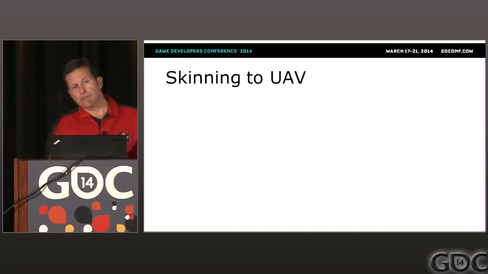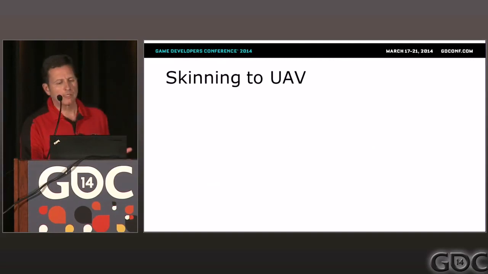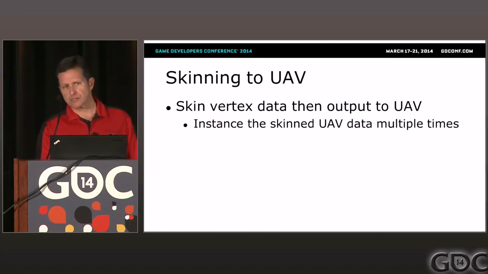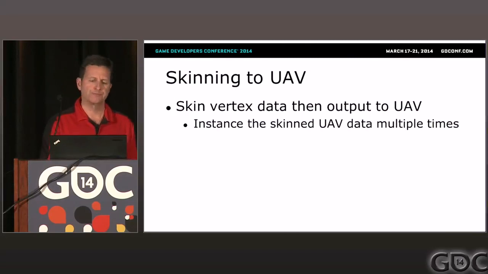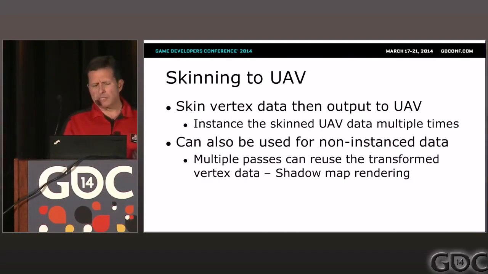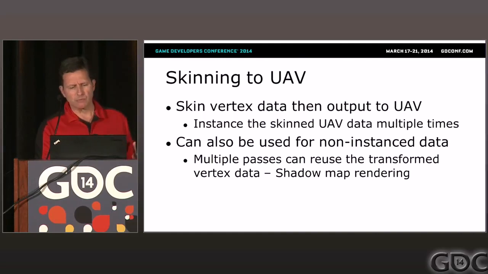So an example of using a UAV is skinning. So you could skin the vertex data once, skin the mesh once, save it into a UAV, and then use that UAV multiple times for either instancing or drawing your shadows or for doing reflections where you have a multipass algorithm, anything like that. Shadow map rendering I mentioned here.